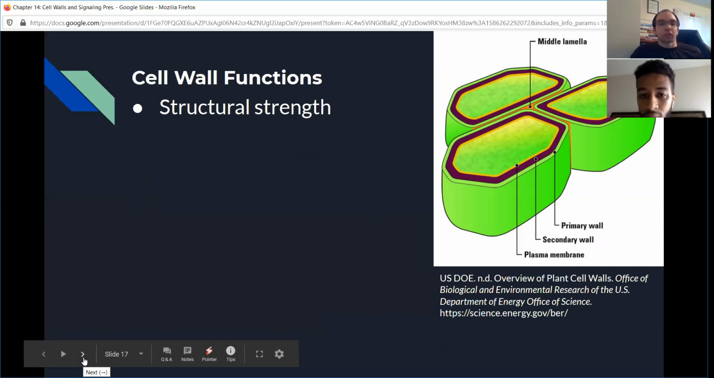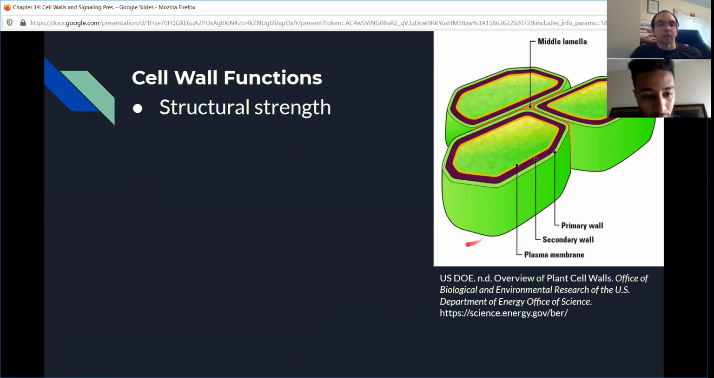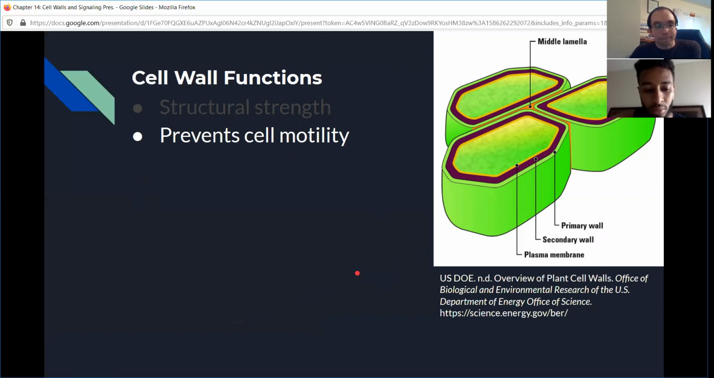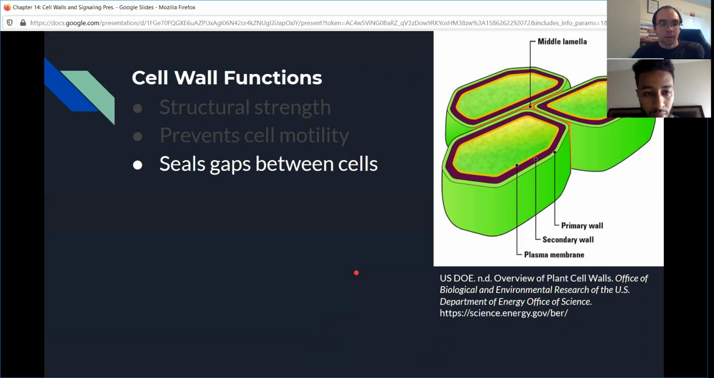As we've already discussed, the cell wall has lots of structural strength, and that comes from the microfibrils that run along the length of the cell wall and the hemicelluloses that connect them. The structural strength is important for the plant growing upright to resist the force of gravity. Next, we have prevention of cell motility. There are no cells slipping and sliding past each other because the cell walls keep the internal cells rigid and fixed in one place throughout the life of the plant.